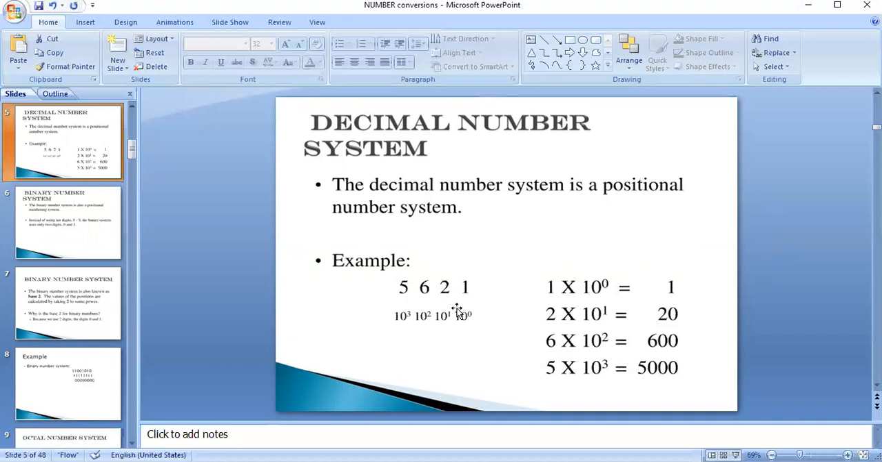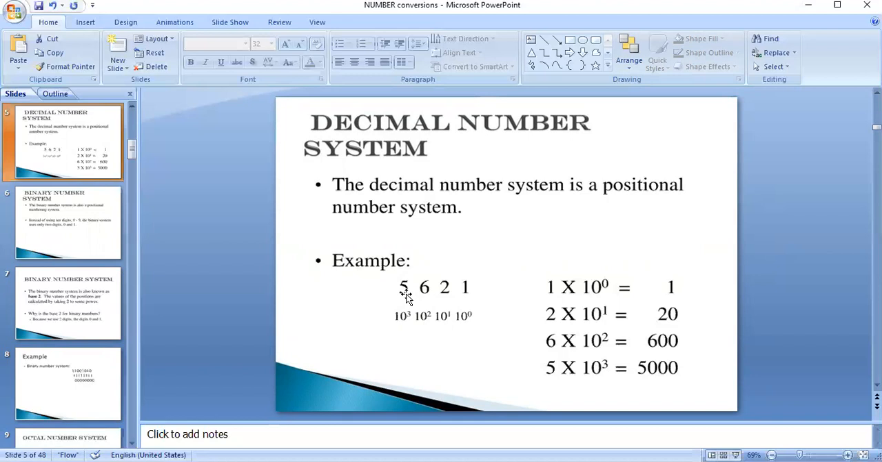Why is it called the LSD position? Because its positional weight is very low. That's why it is called the least significant digit position. And this is called the most significant digit position. We take the positional weights from right to left, in powers of 10: 10 power 0, 10 power 1, 10 power 2, 10 power 3. This is the units place, tens place, hundreds place, and thousands place.